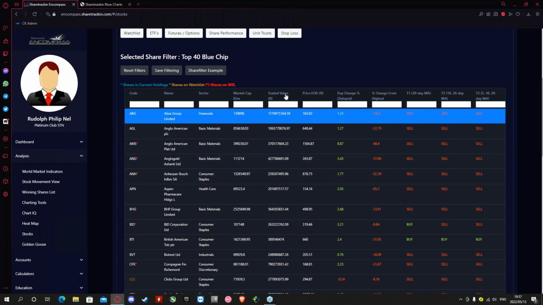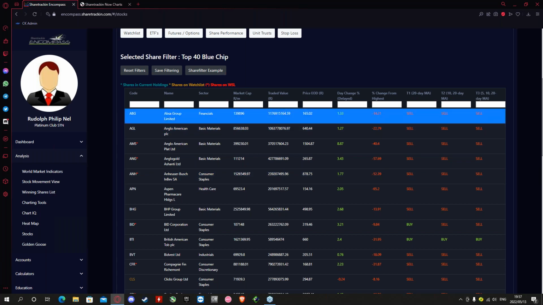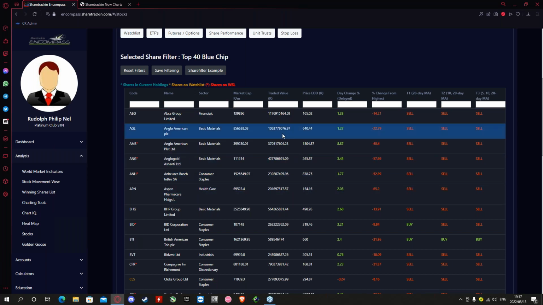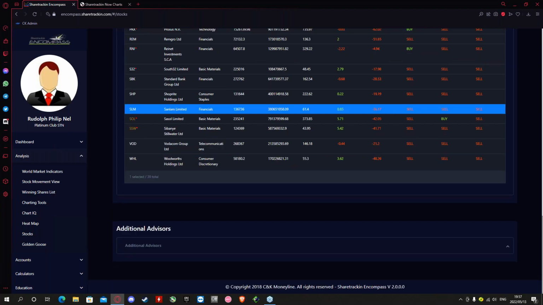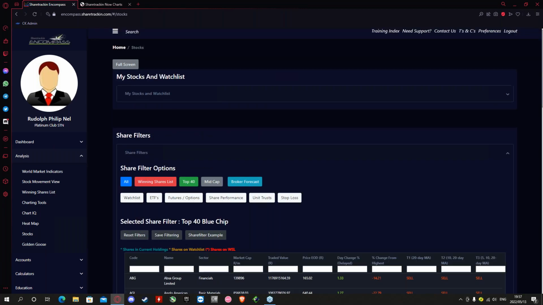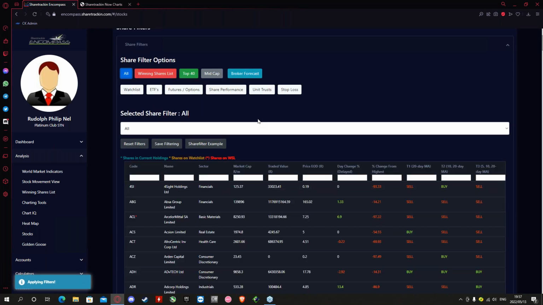Then rand traded value, this is the actual rand value which has been traded for the last month. So these figures are actually correct. Let's see if we can find a lower value, because some of these are really high. Okay, none of them really have lower values. Let's take it on all and see if we can find smaller values.